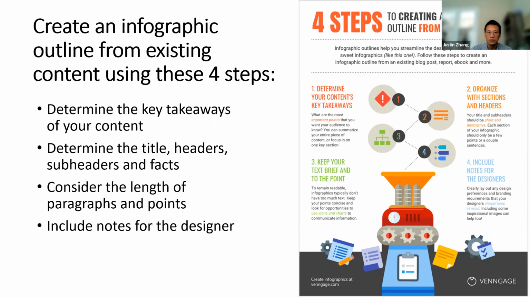We can also create an infographic outline from existing content using these 4 steps. If you already have the content available, like the graphs, charts, text, and images, you simply need to put together an infographic. First, you need to determine the key takeaways for your content, and then determine the title, headers, subheaders, and facts. Number 3, consider the length of paragraphs and points. Number 5, include notes for the designer.